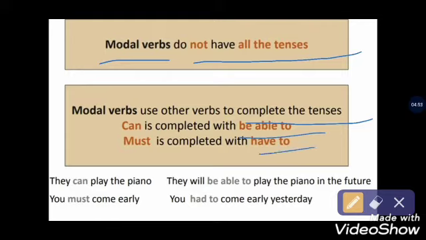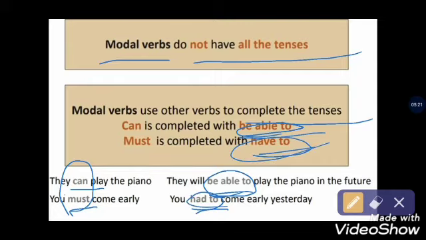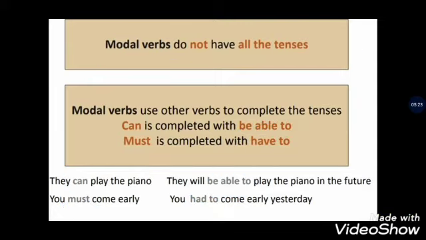I hope you understand. For example, they can play the piano. You must come early. They will be able to play in the future. You had to come early. Okay, I hope you understand. Like here we can use can and must. These are modals, but here we use be able to, as I mentioned, as well as had to. Okay, I hope you get it.